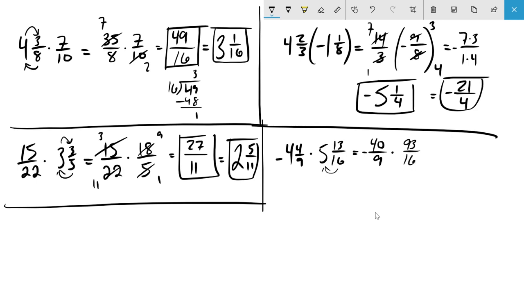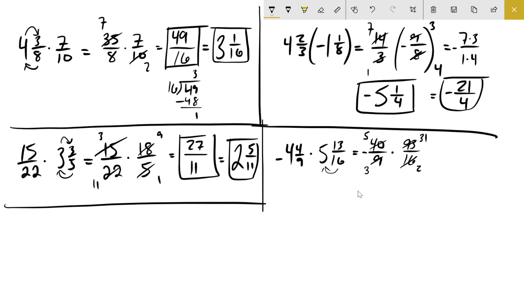There's a lot of simplification that can happen here. So then, like 93 and 9 are both divisible by 3, I think. Right? So 9 divided by 3 is 3. And 93 divided by 3 is, you can plug in your calculator, I think it's 31. Yeah. And then 40 and 16 are actually both divisible by 8. So like 40 divided by 8 is 5. And 16 divided by 8 is 2.